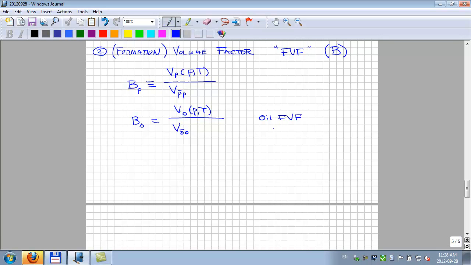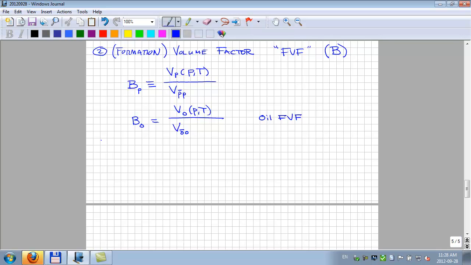This is a very important number to remember, because oil is an important money generator. Okay, so even idiot geologists, not all geologists are idiots, I'm just saying those who are, even they know about the magnitude of the oil formation volume factor.